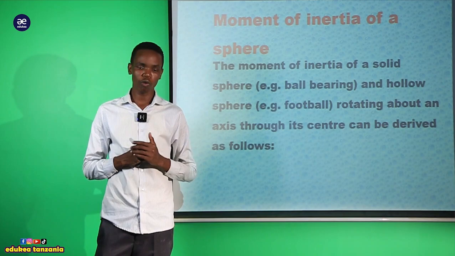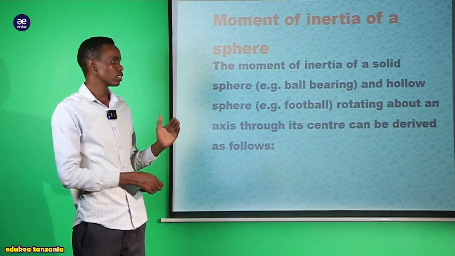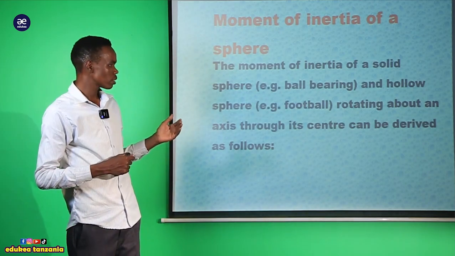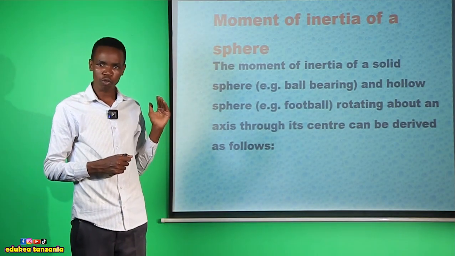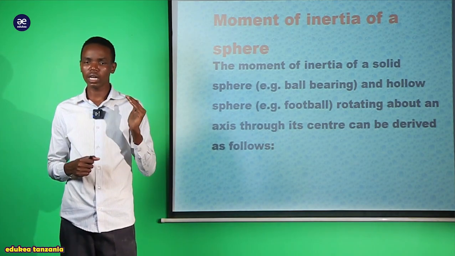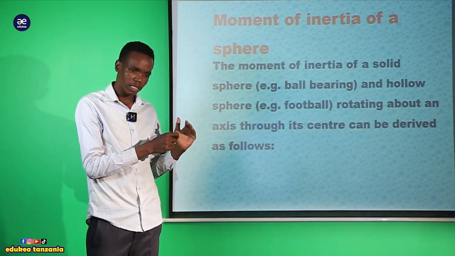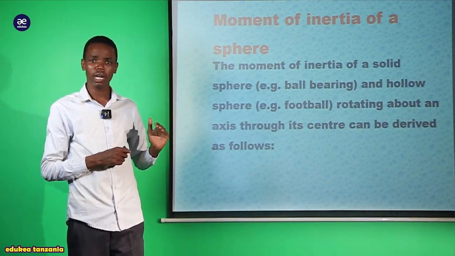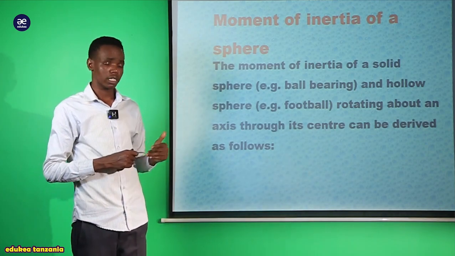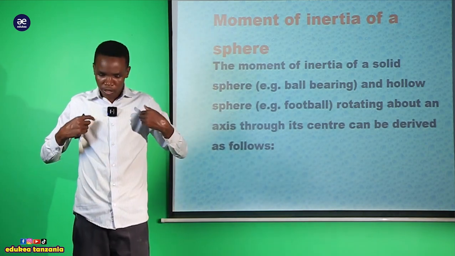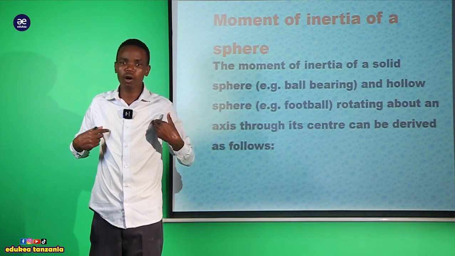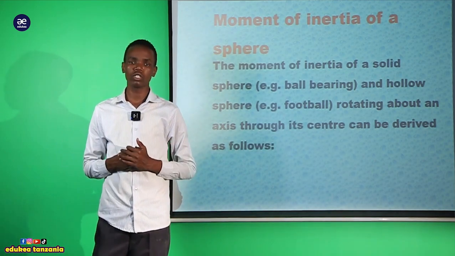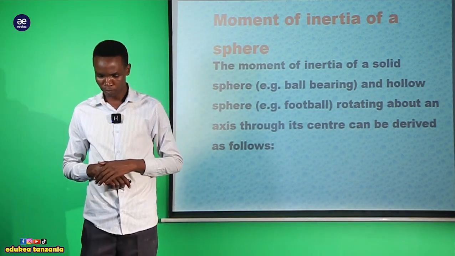Now we are going to look at a solid sphere, for instance, this ball bearing, and also a hollow sphere. A hollow sphere is like a football. So the sphere can look like either a solid sphere, such as a ball bearing, or a hollow sphere, such as the football. When it tries to rotate, there are several steps we are supposed to use so as to demonstrate the moment of inertia for this sphere.